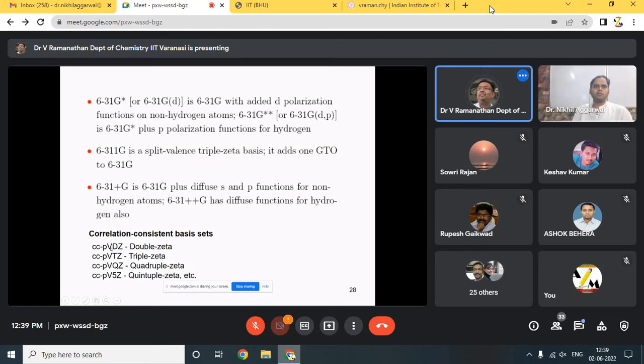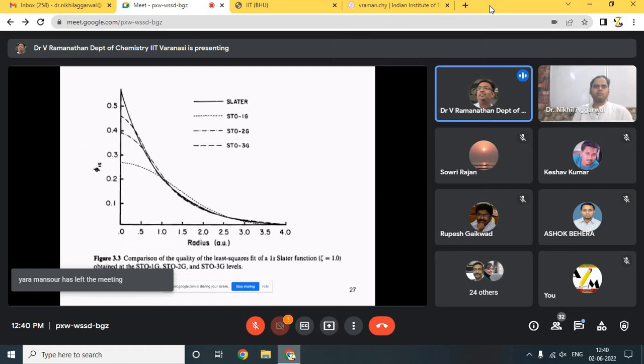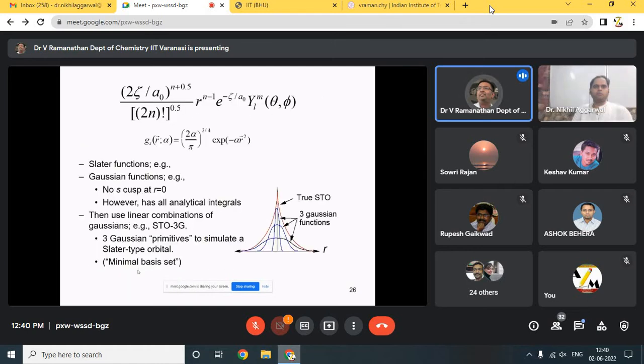P V double zeta. So P is polarization, V is a valence orbital, and double zeta. T is triple zeta, Q is quadruple zeta, and 5Z is quintuple zeta. So the bottom ones are called Dunning basis sets. Dunning is another computational chemist's name who had independently contributed. Ultimately, you remember, we need to mimic the true behavior, which is here the red line.